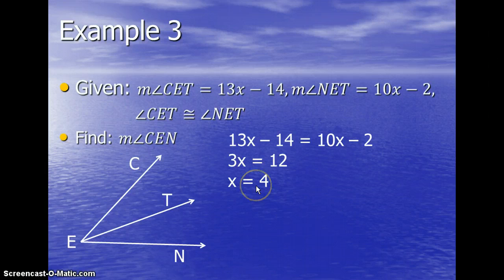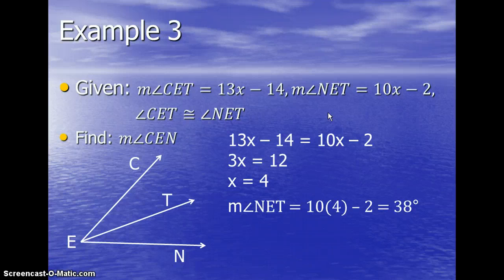So I have to take that value of x, which is 4, and plug it into one of my angles. Now I have a choice because those angles are supposed to be the same. So I have to pick one. Well, I think that angle NET would be the easier one to plug in. The reason is I know what 4 times 10 is. It's really simple, and I can easily take away 2. A little more complicated to do angle CET, although not impossible.